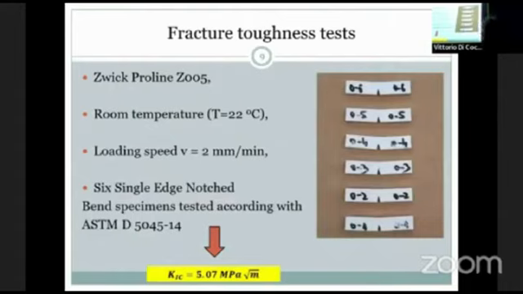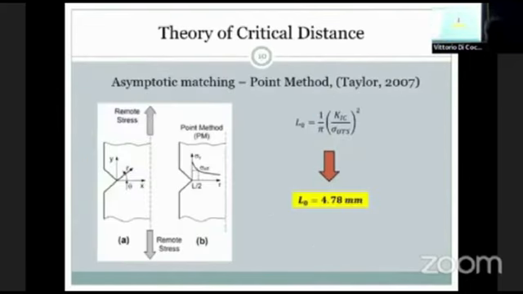Then we determined the fracture toughness. We used 6 single edge notch bend specimens with the same room temperature and loading speed. We used the standard for fracture toughness determination of plastic materials because there are no standards specific for additive manufacturing materials. And we got 5 megapascal square meters as the value of the fracture toughness. So with these values, we tried to estimate the critical distance using the point method, as was defined by Professor Taylor, using an asymptotic matching.